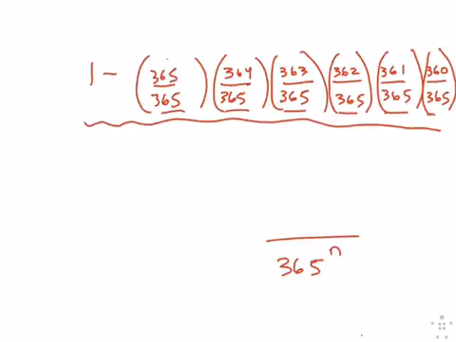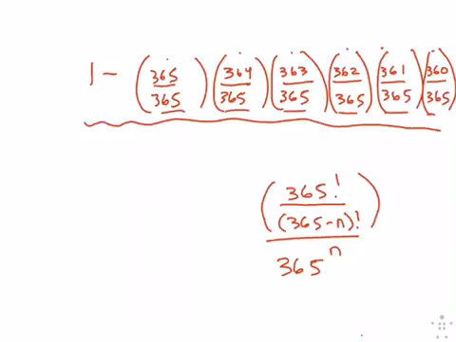Now up top, you're noticing 365, 364, 363, and so on, and you're feeling like it has something to do with factorial. And it does. It turns out it would be 365 factorial over (365 minus n) factorial. And if you think about why that is, in our situation here, we were letting n equal 6, right? So if you take 365 minus 6, you get 359.